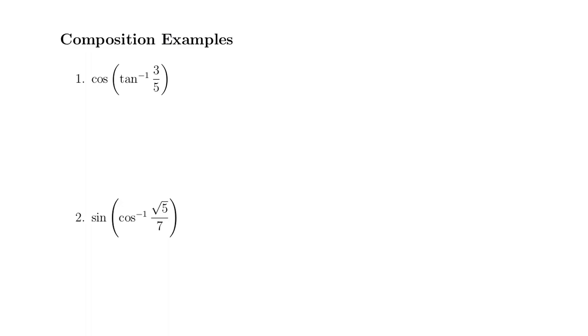Here are some harder composition examples that we can take a look at. And for these, we're going to have to continually draw some stuff and figure out what's going on. This doesn't get too hard once we figure out what's happening. So the main thing to notice is that, again, this tan inverse is an angle, theta. And it's an angle such that tan of theta is 3/5. So what we want to do is figure out what the cosine of that is.